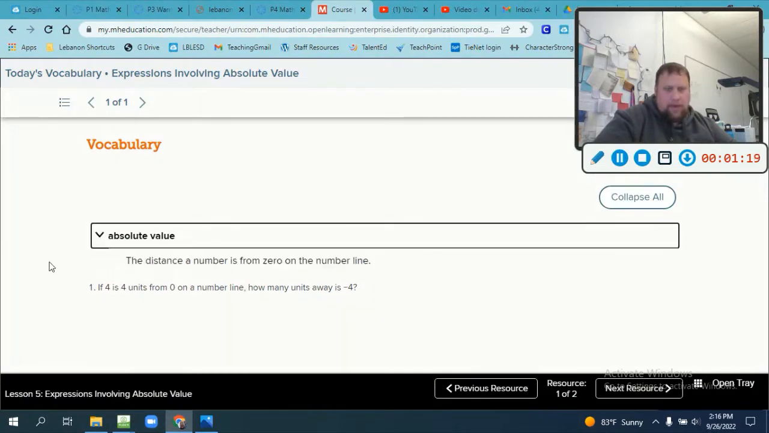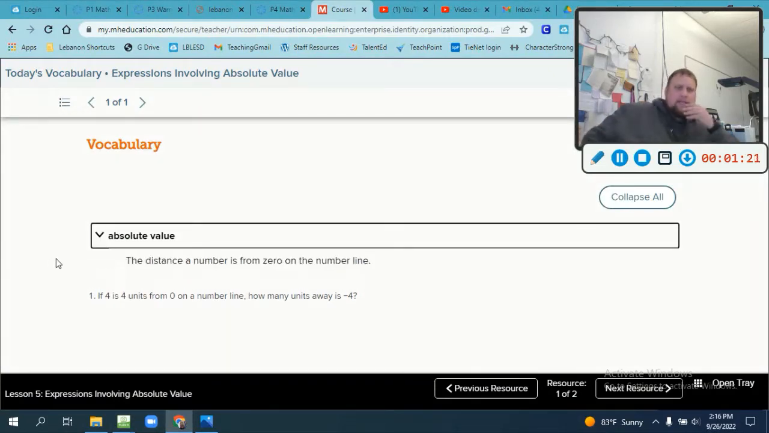The absolute value, take a minute, pause this. It's the distance a number is from 0 on the number line. And basically it comes down to this, guys. We always measure distance positively. You never say I drove -5 miles or I ran -2 miles. It's always positive. I ran 2.5 miles. I drove 152 miles. It's always positive.